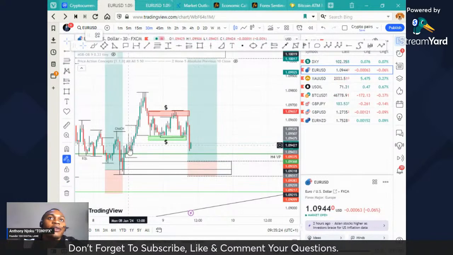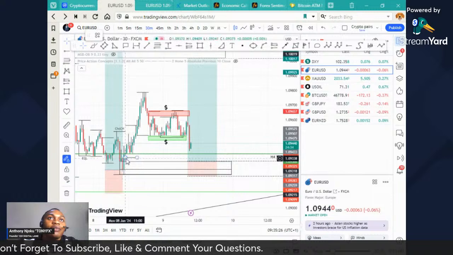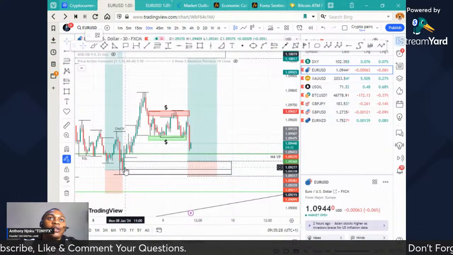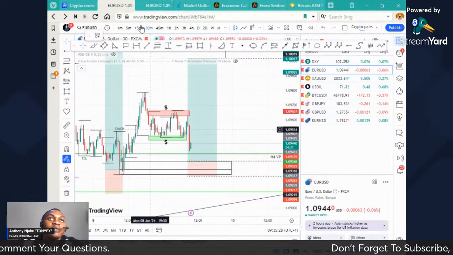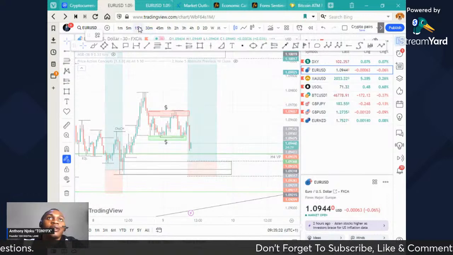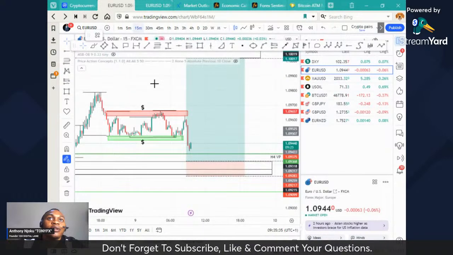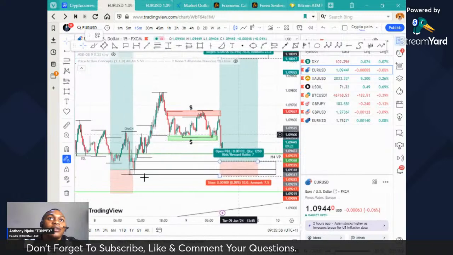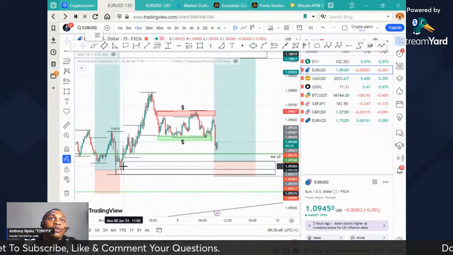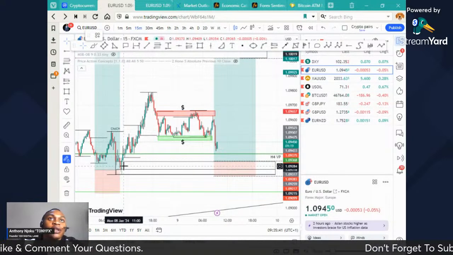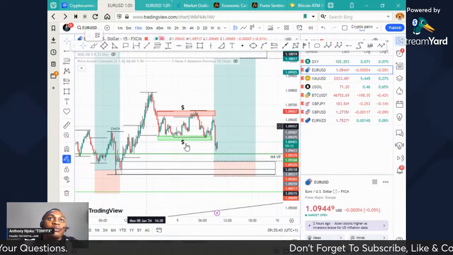This is a fake order block. This is not the main order block. This is the main one here on the 30 minutes. Then on the 15 minutes, I refined it and got a 10 pip stop loss over here. And that's what we're entering from.